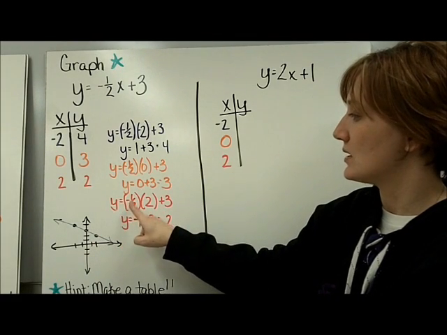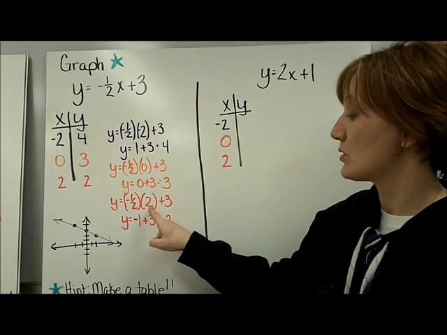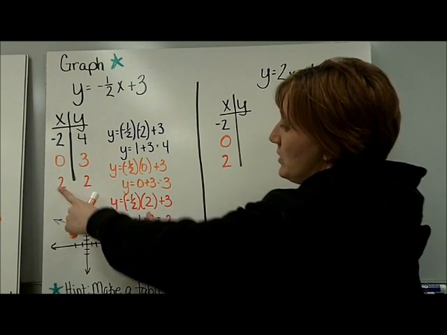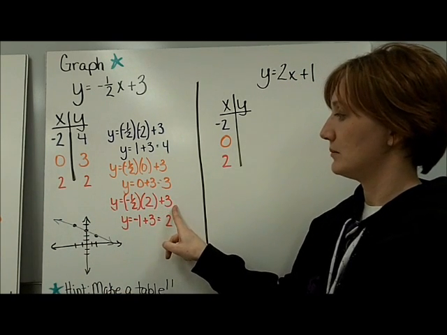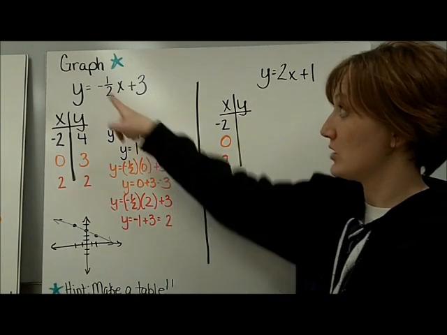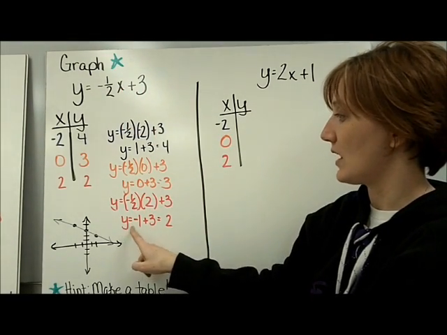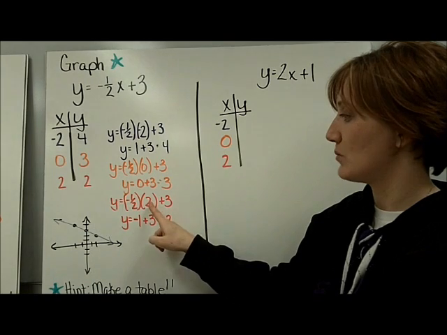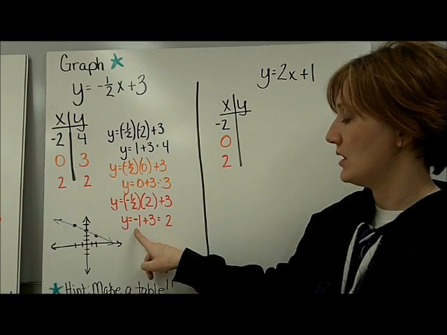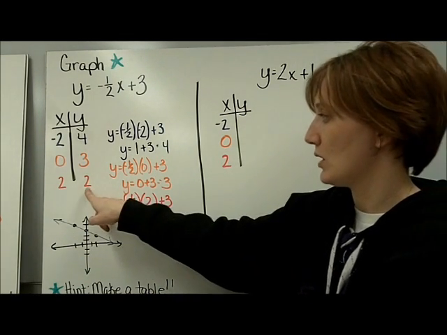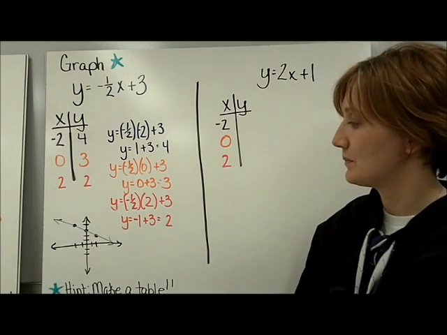Y equals -1/2 times 2 now, 2 coming from here, plus 3. Same equation, only this time I put in a 2 for x. Solving that out, -1/2 times 2 is -1. -1 plus 3 is 2. Input that value into the y column.